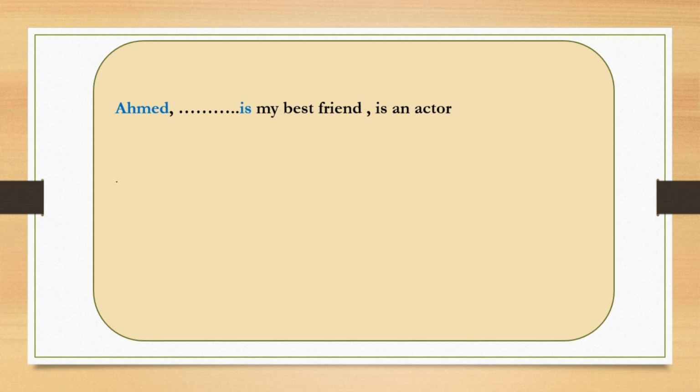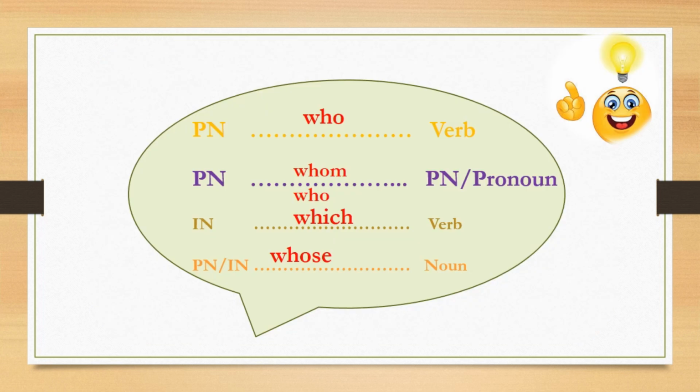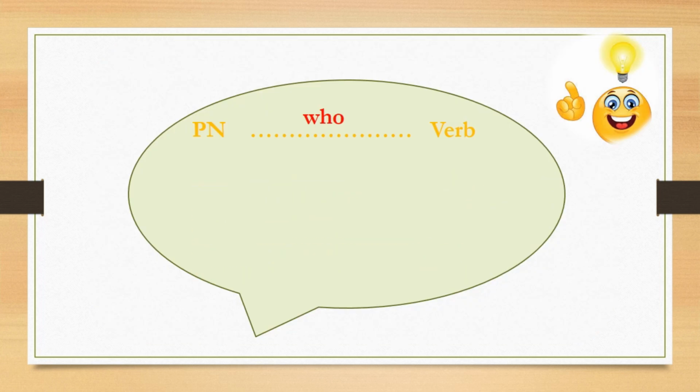Example, Ahmed is my best friend is an actor. Now here we have Ahmed who is. Here we have Ahmed which is personal noun. We have is which is a verb so we have to use who. بالنسبة لاحظوا هاد الإكزامبل عندنا أحمد اللي هو personal noun وموراها فعل غنديرو هو. نفس القاعدة اللي عندكم هنا، عندكم personal noun verb هو.